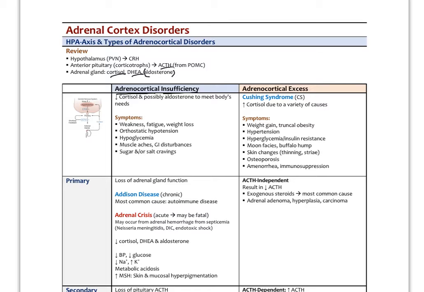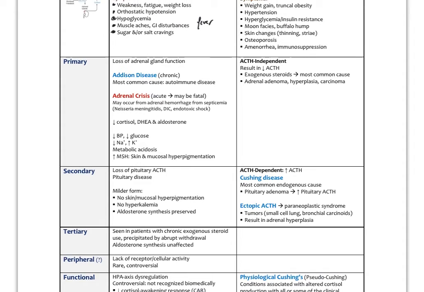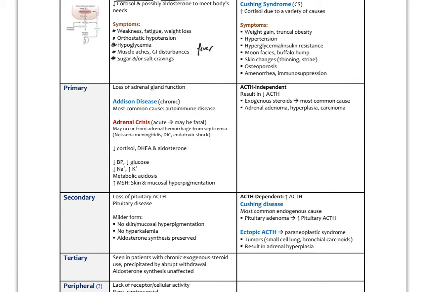So with adrenal cortical insufficiency, there's weakness, fatigue, weight loss, very common, orthostatic hypotension, hypoglycemia, muscle aches, GI disturbances, even low-grade fever is sometimes possible as well. And then sugar and salt cravings is going to be your classic adrenal cortical insufficiency. And that can be either primary, secondary, or tertiary, or peripheral. So if it's primary, that means that the gland itself is not putting out these hormones. And the most common reason for that is Addison disease. Addison's disease, the most common cause of this, is autoimmune disease.